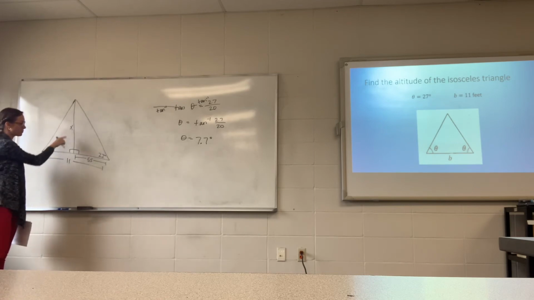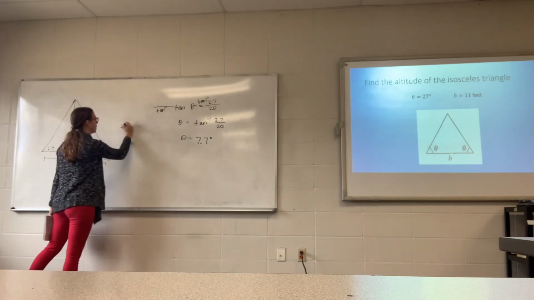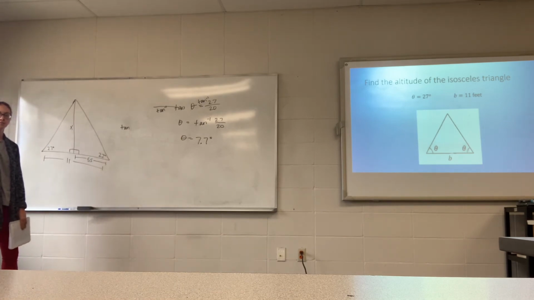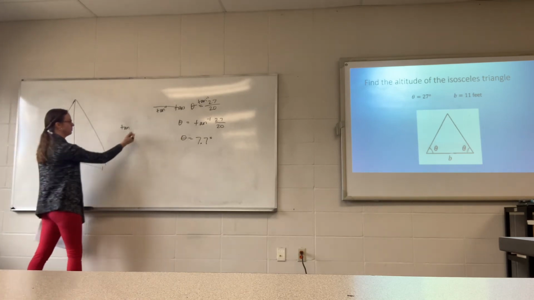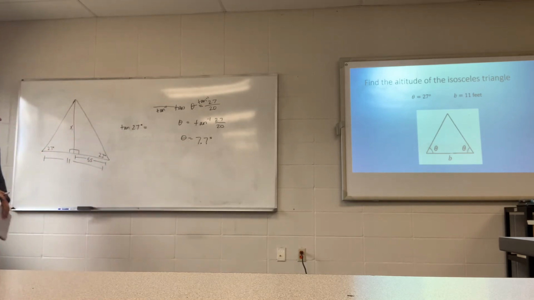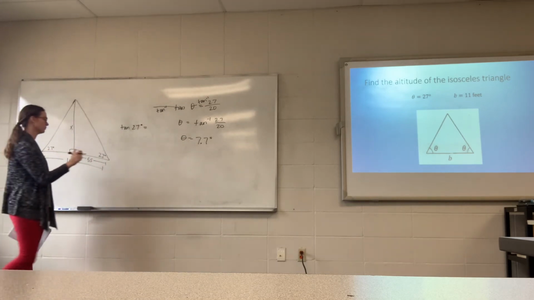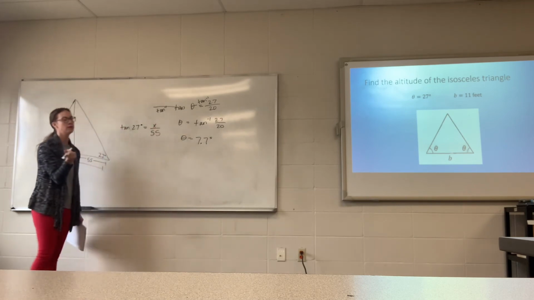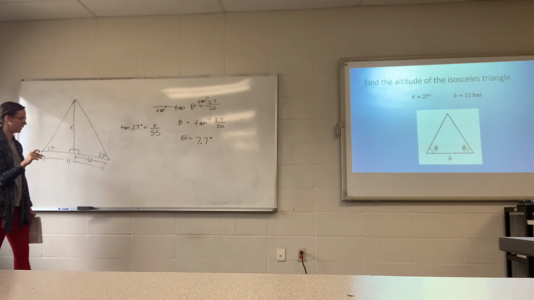Tangent, yep, because it's opposite over adjacent. So how would I set it up? Tangent of 27 over 5.5 equals x over 5.5. Yeah, exactly. Yep, equals my opposite over my adjacent. Okay, and then Carter, solve this one for me.